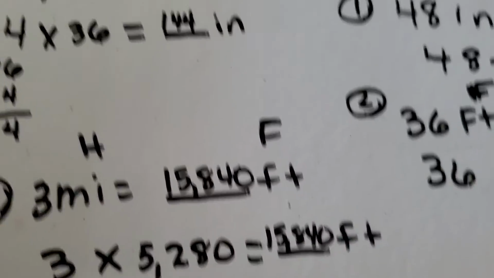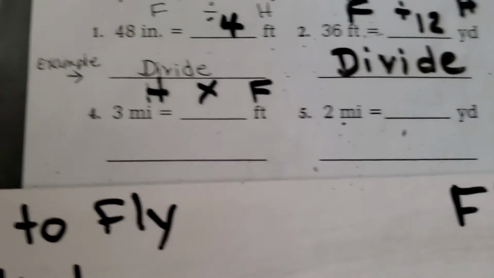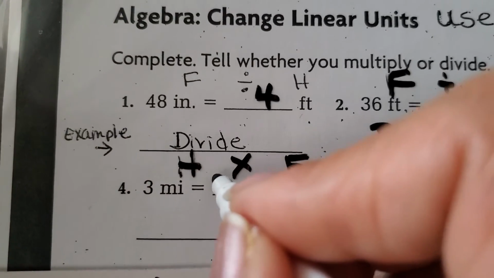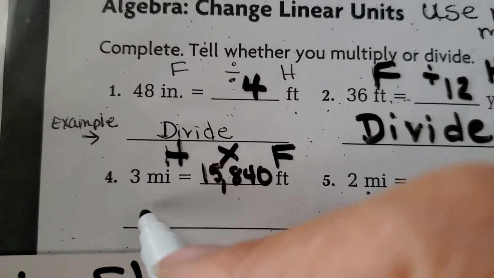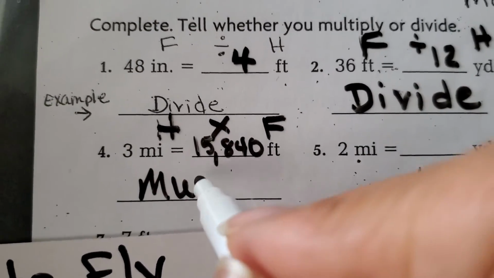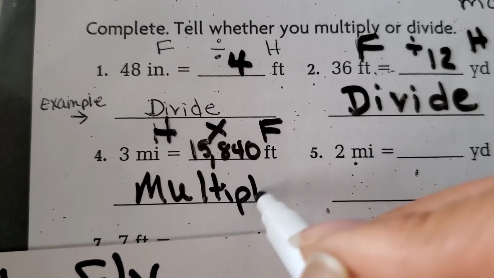15,840 feet. And of course, I'm going to go ahead and write it on my sheet. For number 4, should be 15,840 feet. And we are again multiplying. So I'm going to put multiply.